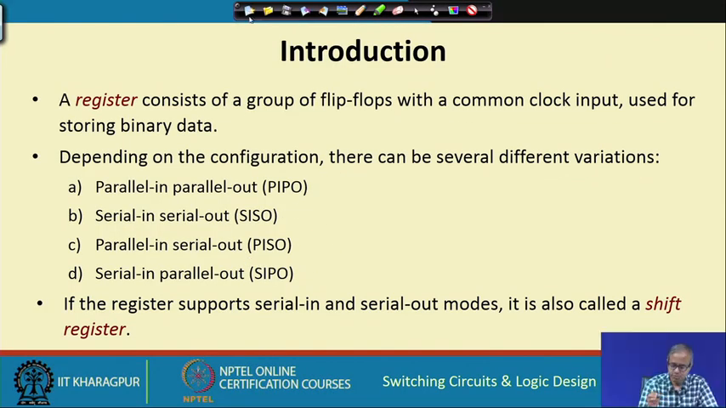Now, just one thing to remember: if the register is such that either or both of serial in and serial out modes are supported, which means I am talking about one of these three, then we call it a shift register. A shift register is a special kind of register which supports either serial in or serial out or both of these. Fine. Now, let us look at these different types of registers one by one.